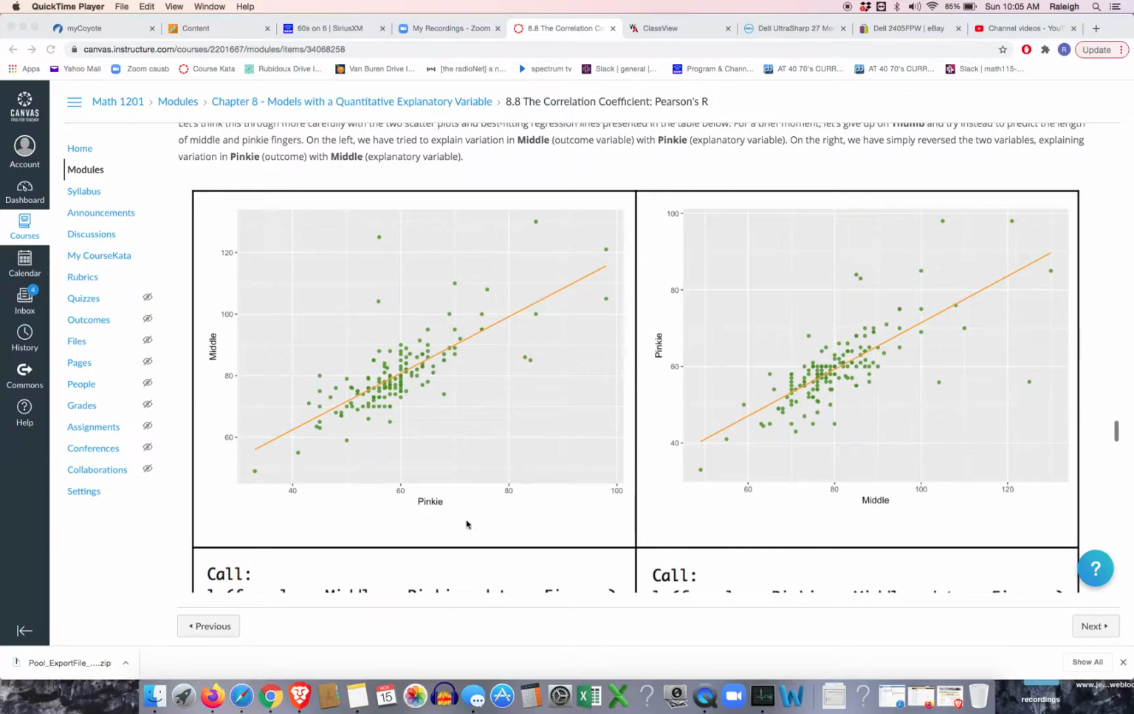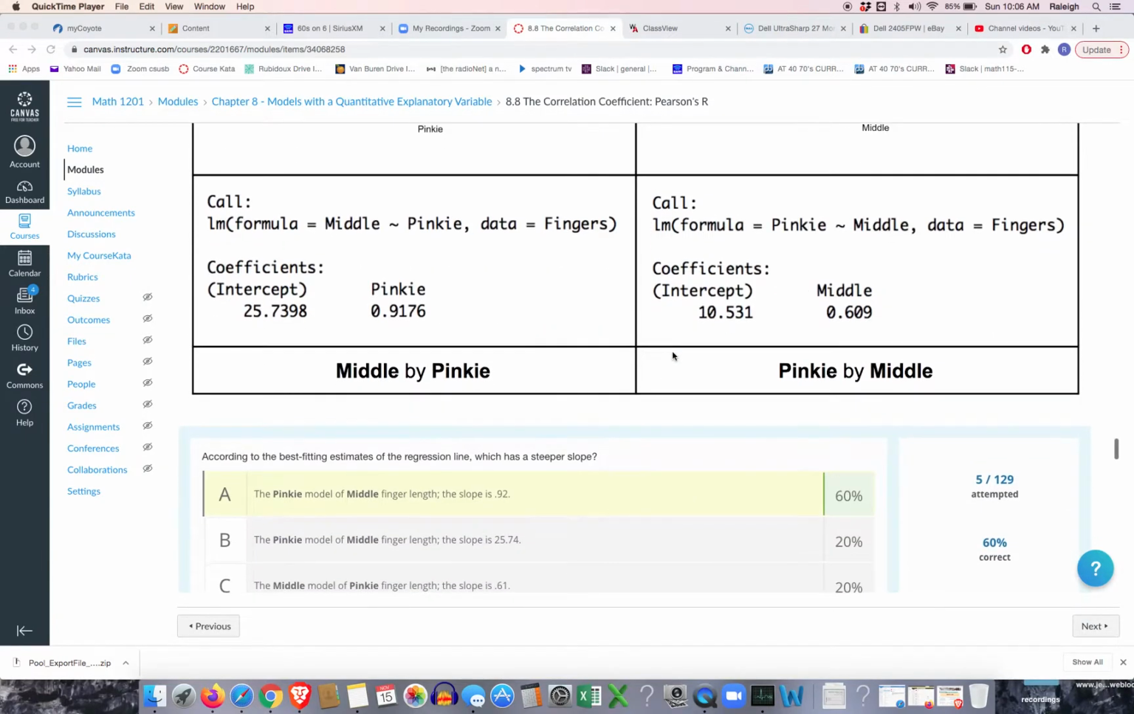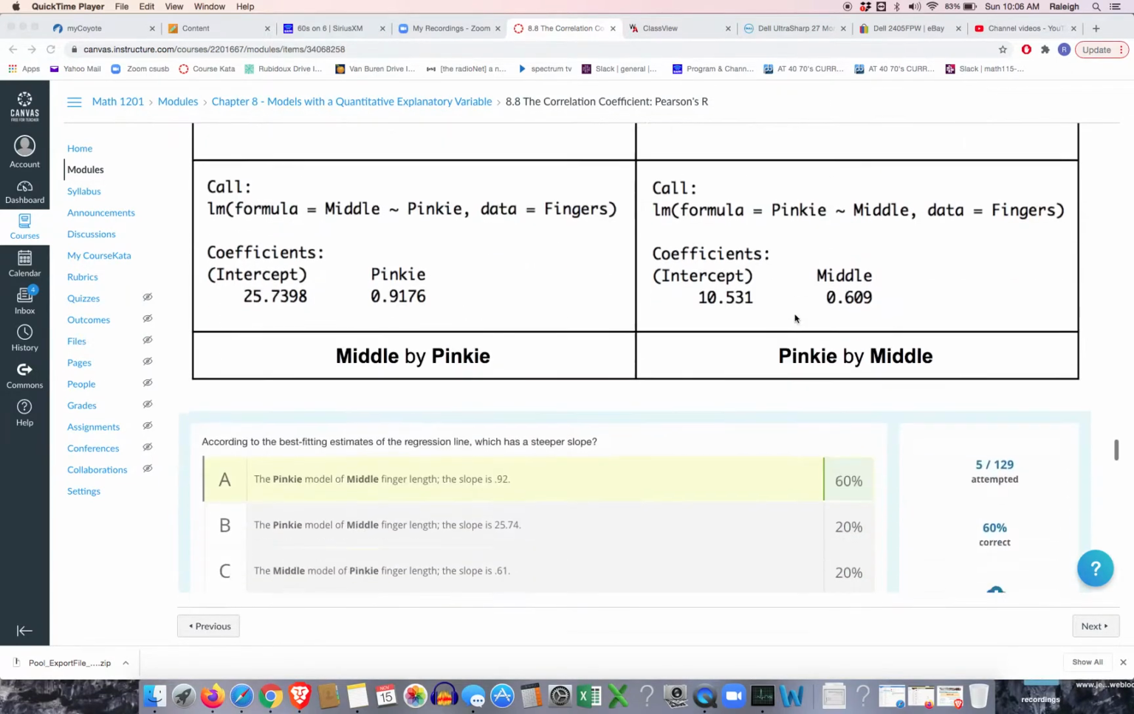Here we looked at regression lines and scatter plots of the pinky as the x variable versus the middle finger length as the y variable. And then they switched them and made the middle finger length the x variable and the pinky length, your little finger, the y variable. It's the same data, it's just been kind of transformed. It's the same correlation too. They just don't list it here. They list how to build the regression line. That would be like y equals 0.609x plus 10.531 in this particular second graph.